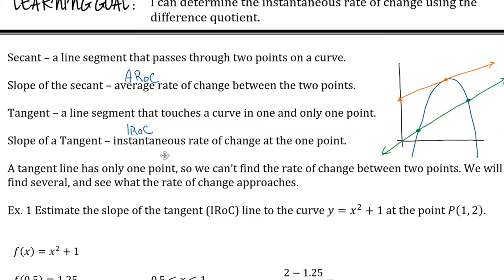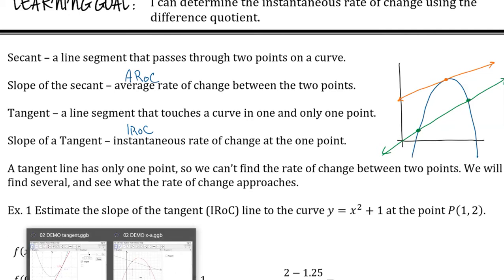Here's the problem. A tangent line only has one point that's on the curve. How can we find the rate of change of one point? So in science class, you do it one way. That's not how we do it in this room in math class. Don't tell them I said this, but we do it the right way. Okay?